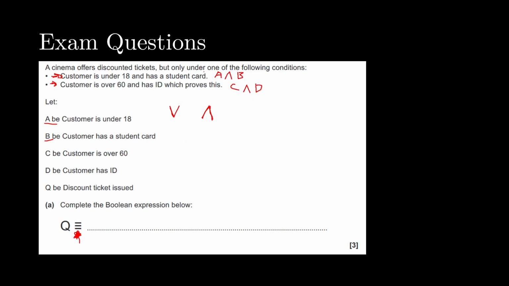But only one of these needs to be true. So to complete the Boolean expression, I like to separate it with some brackets. I show that either A AND B needs to be true, or C AND D needs to be true. And that'll just give you 3 marks.